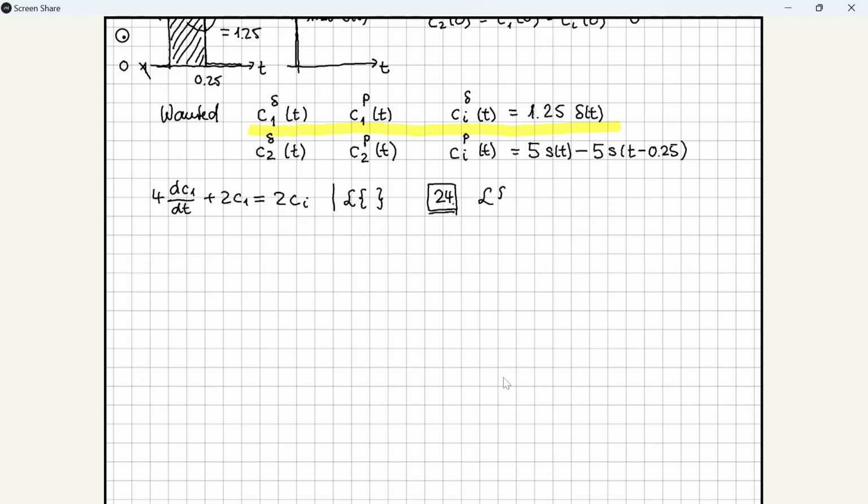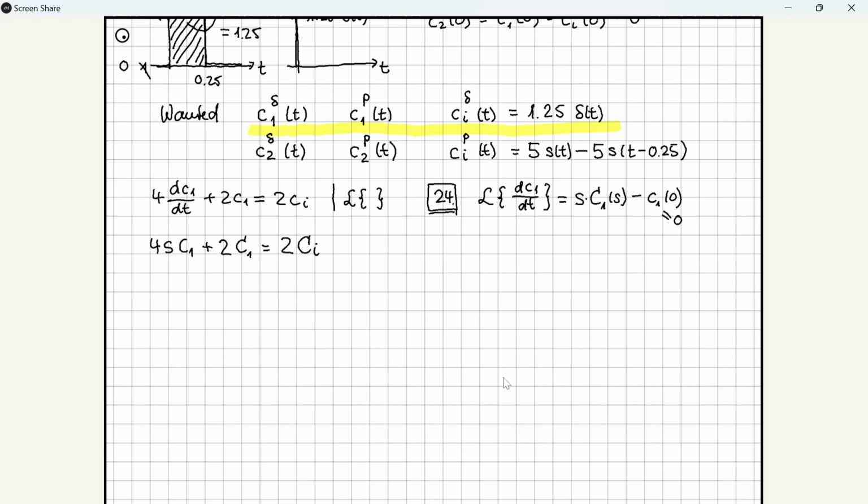Number 24 was the Laplace of a differential: dc1 over dt equals s times C1 of s, so the Laplace transform of c1 multiplied by s, minus c1 of 0. And this is why I've conveniently set this to 0. This is equal to 0. Okay, so if we plug this in, we're getting 4s C1 of s plus 2 times C1 equals 2 times capital Ci, indicating it's the Laplace transform.